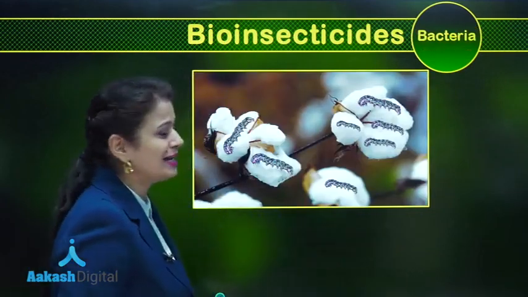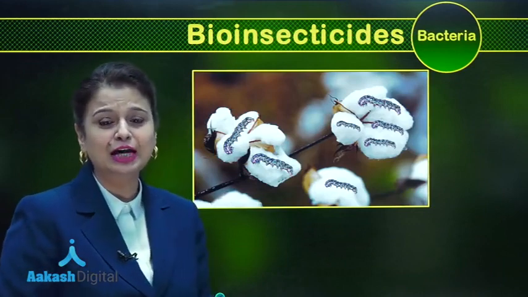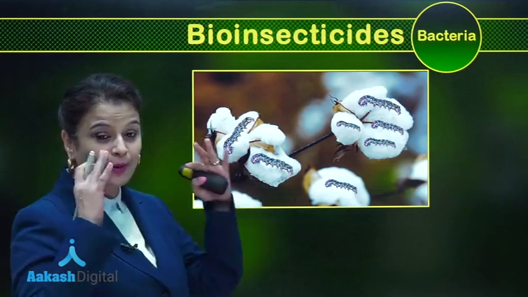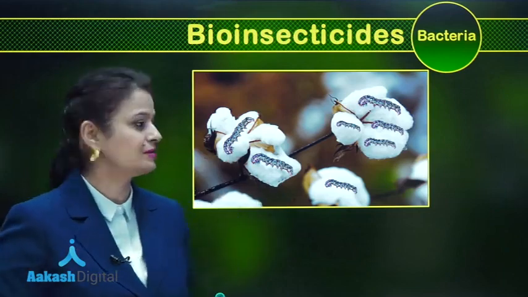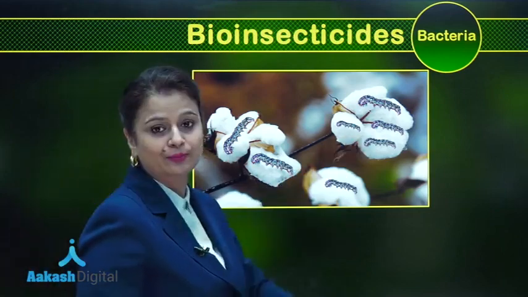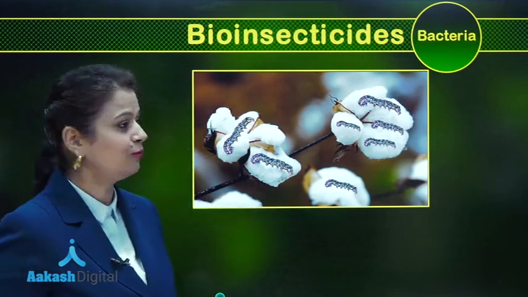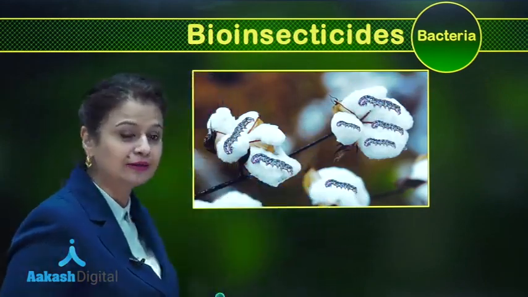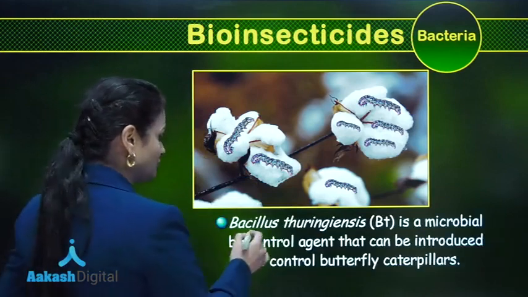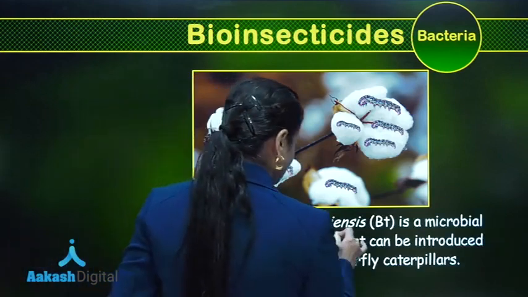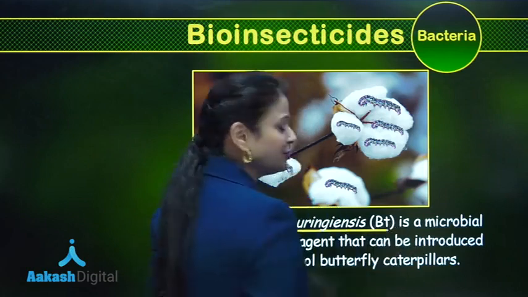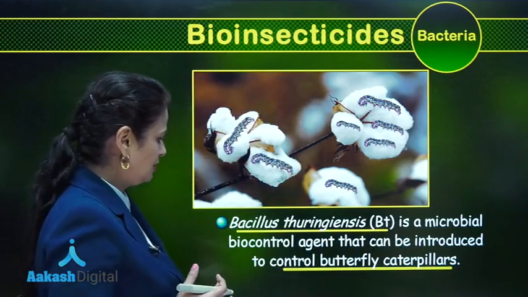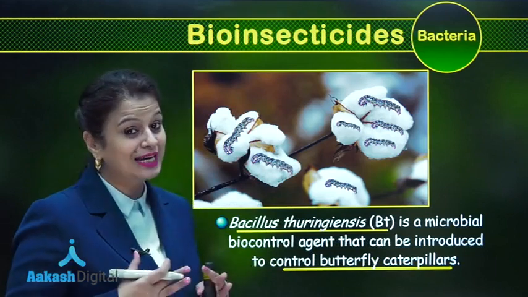After predator insects, now we are going to talk about bacteria. You might be knowing this very well that in cotton, one most dangerous pest is the cotton bollworm. For controlling cotton bollworm, we can use bacteria, and the bacteria which will help here is Bacillus thuringiensis. Now Bacillus thuringiensis works on the larval stages. So it's controlling butterfly caterpillars.